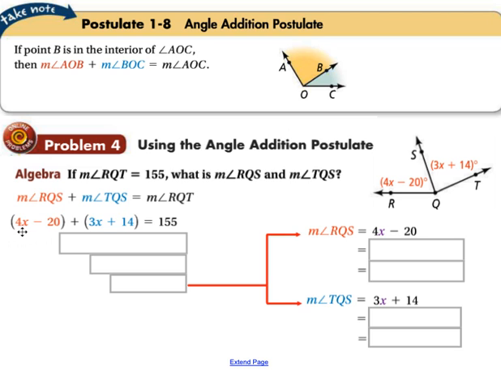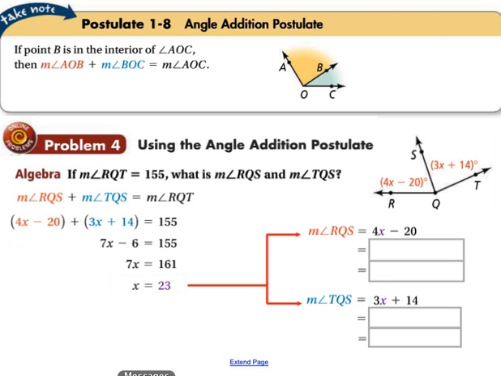Now we can add our like terms. We have a 4x and a 3x giving us 7x. A negative 20 plus 14 is negative 6. That's equal to 155. And if you remember from your algebra skills, we have to add 6 to both sides. So we have 7x equals 161, and then dividing both sides by 7 to get x by itself, we get x is equal to 23.